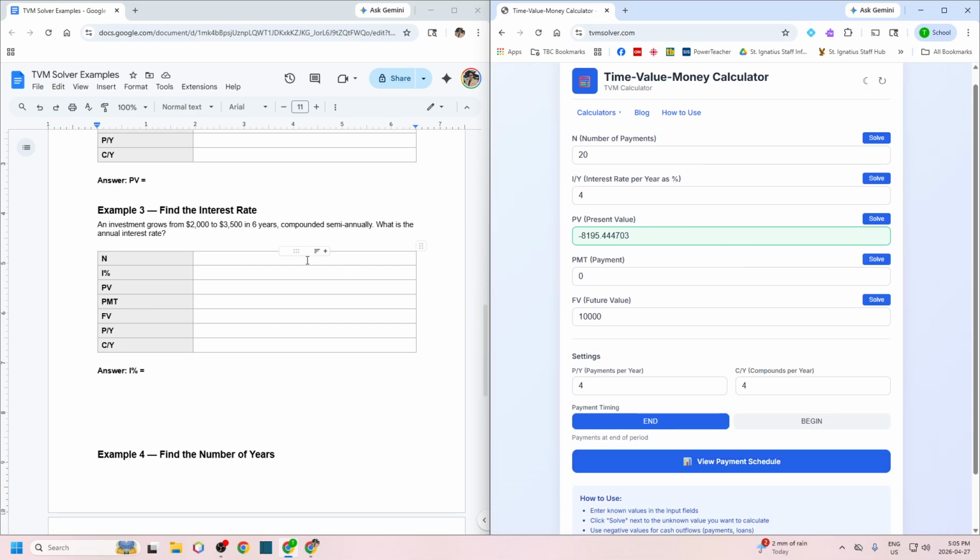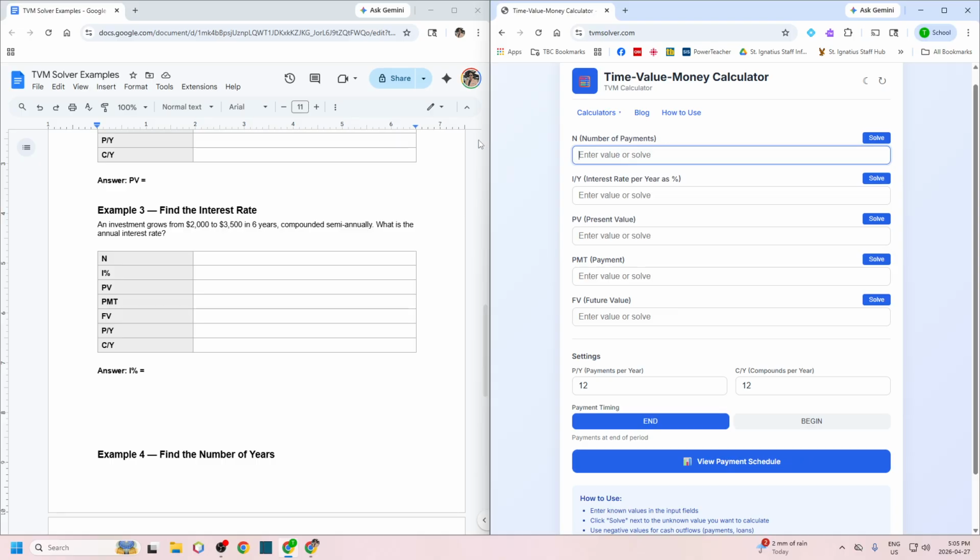Let's try another question. Now, example 3 I've got here is we got to find the interest rate. This is a question where the TVM solver really shines. Finding an interest rate is essentially impossible to do without it. Very, very difficult. You could do a guess and check type of situation, but even then, you're not going to be able to get it very accurate. But a TVM solver will do it. So let me show you how this one is going to work.